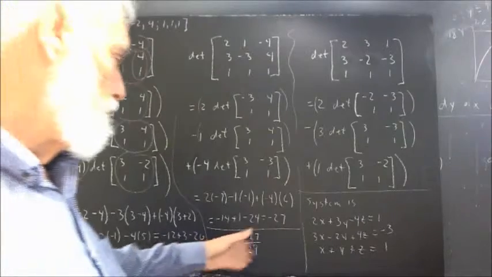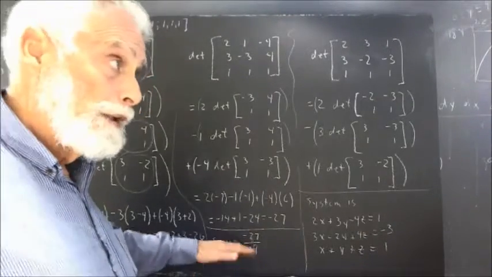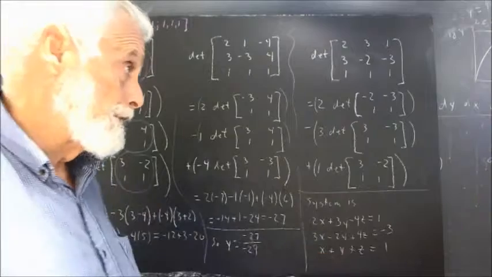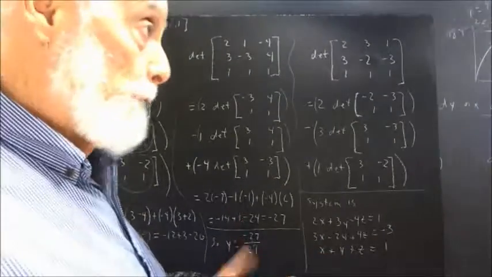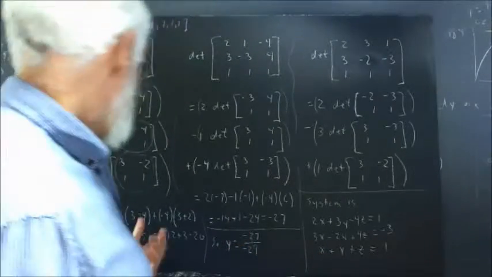Now I've got y equals negative 27 over 29. Ignore that for the moment. We'll relate that to the system in a fairly obvious manner if you understand what we did in the preceding.